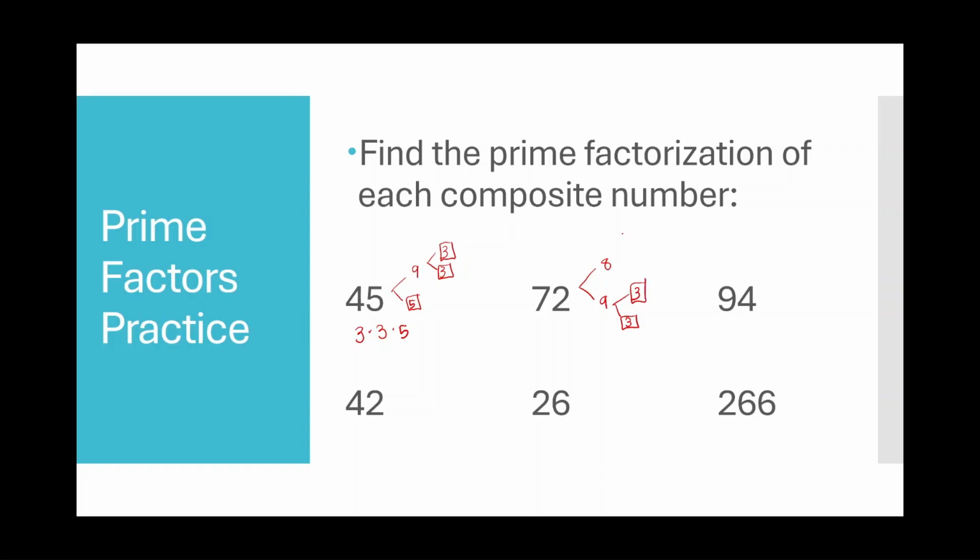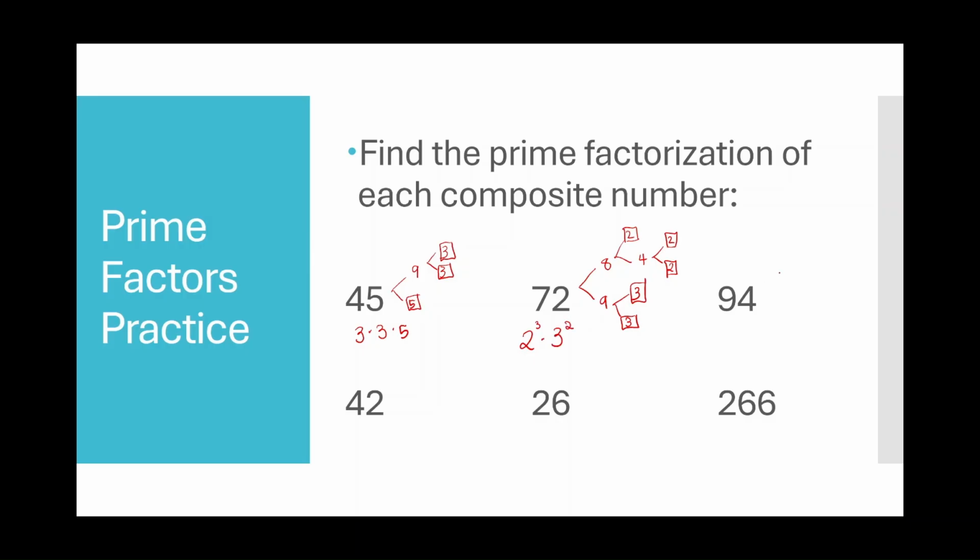9 is 3 times 3. 8 is 2 times 4, and 2 is a prime. And then I can break 4 into 2 times 2. Now we have 3 2's multiplied together, 2 to the third power, and 2 3's multiplied together.